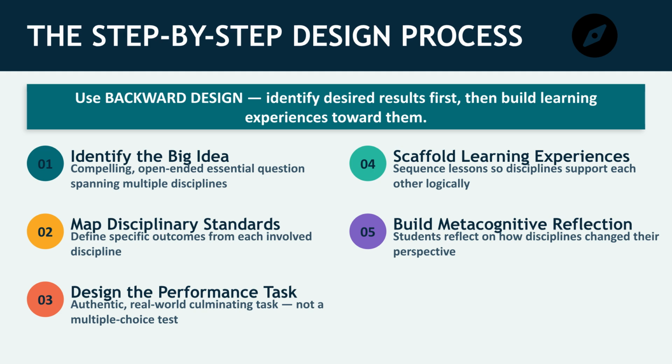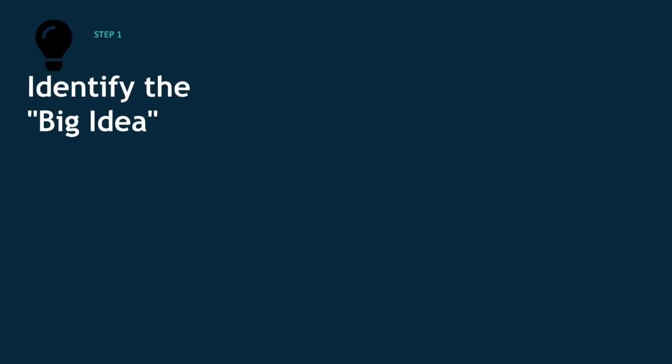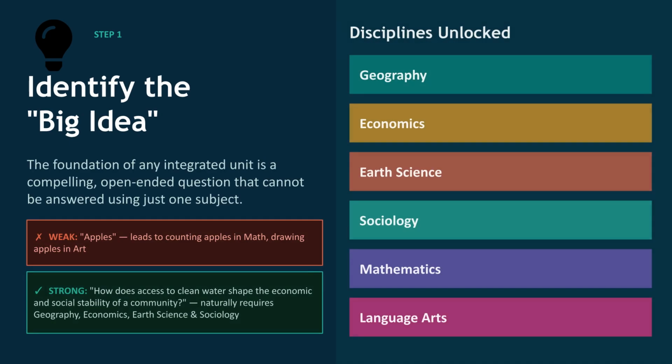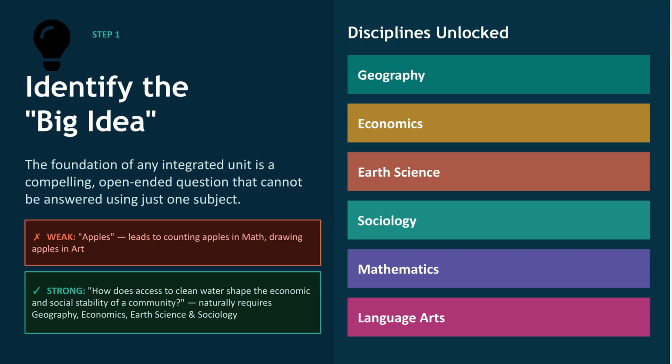The design process uses backward design, starting with desired results. The 5 steps are: identify the big idea, map disciplinary standards, design the performance task, scaffold learning experiences, and build metacognitive reflection. Step 1 is to identify the big idea, a compelling, open-ended question that cannot be answered with just one subject. The question should naturally require multiple disciplines to be unlocked and addressed.